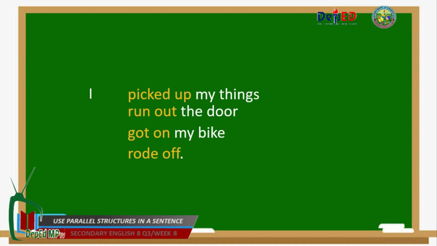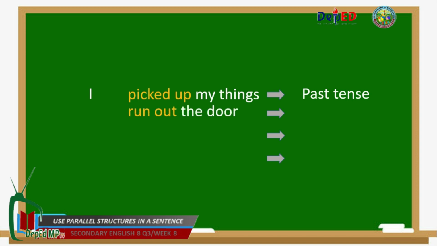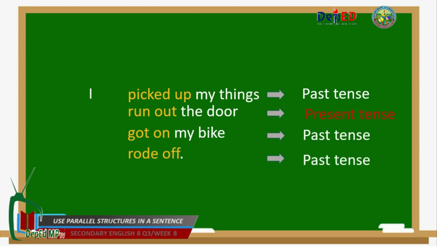When dealing with verbs, pay attention to tense. Make sure that the tense of the verbs is common. Let's examine the verbs. Picked up is in the past. Run out is in the present. Got on is in the past. Rode off is in the past. Since run out is in the present tense, change it to its past form, ran out.